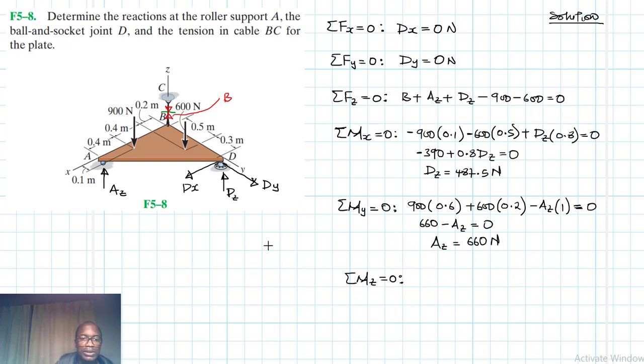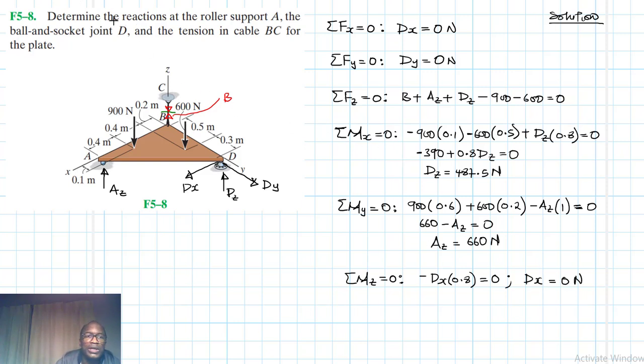So the moment about the z-axis will have negative DX by the lever arm 0.8, but this is just equal to 0, which just confirms again that DX, which we already found, is equal to 0. So I just had to show it, but it was not necessary.